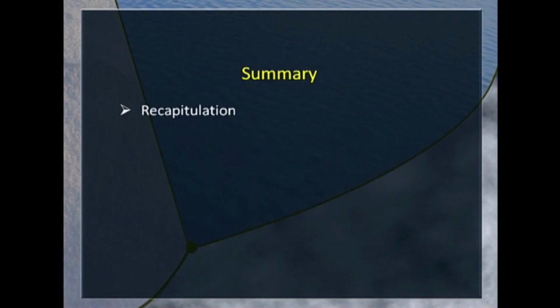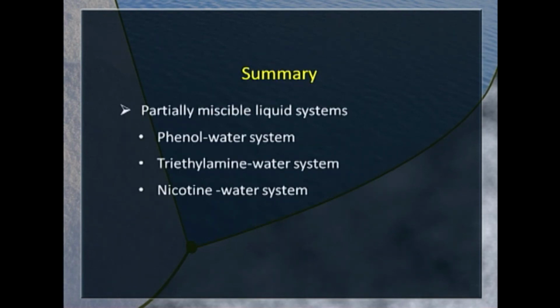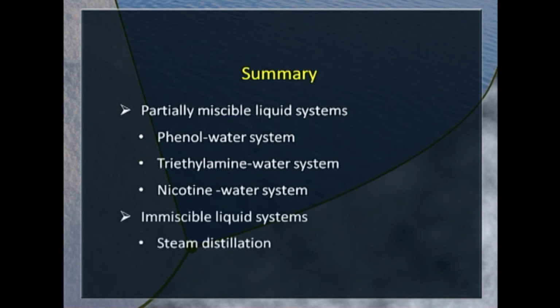Let us summarize what we have seen. We have seen today non-ideal systems which show positive and negative deviation from Raoult's law. We saw what are azeotropic mixtures. We looked at partially miscible liquid systems which show upper CST, lower CST, as well as upper and lower CST. The examples are here. Finally, we looked at immiscible liquid systems, which are interesting because we find a process very important in organic chemistry, that is steam distillation.